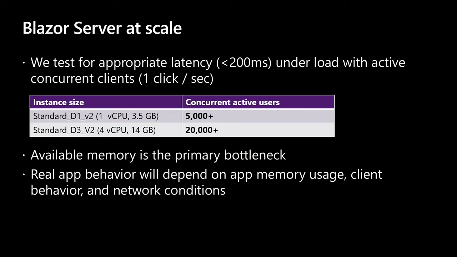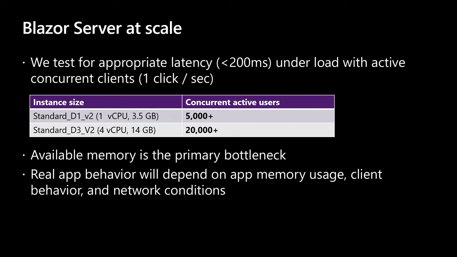If we have a bigger machine, 4 virtual CPUs and 14 gigabytes of memory, we can hit 20,000 concurrent clients with that. These are baseline numbers. The UI in this test app is fairly minimalistic. The clients are all just basically clicking on a button. Your scale will, of course, vary based on how much memory you're allocating. It tends to be memory bottlenecked, so memory is really the important factor here.